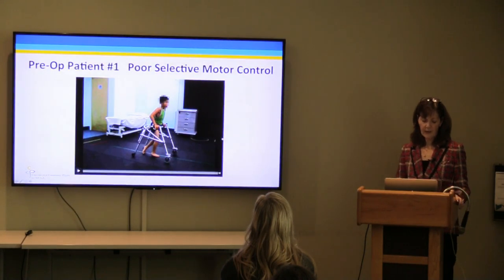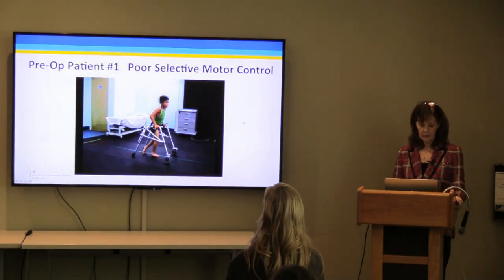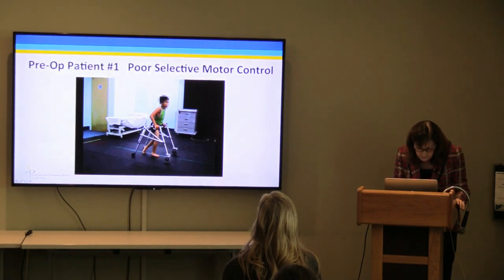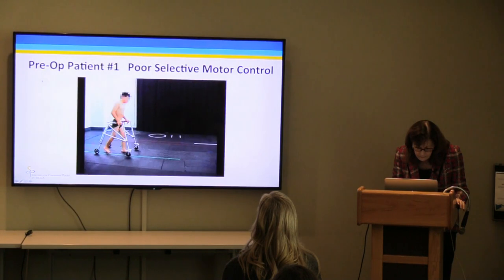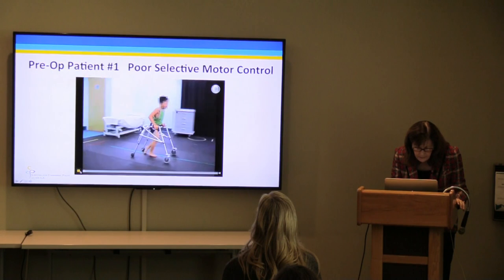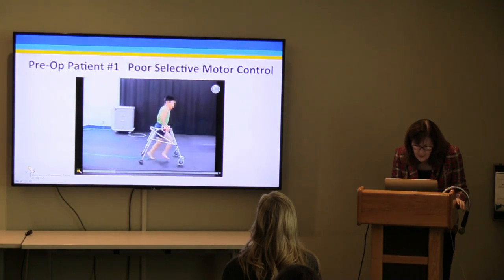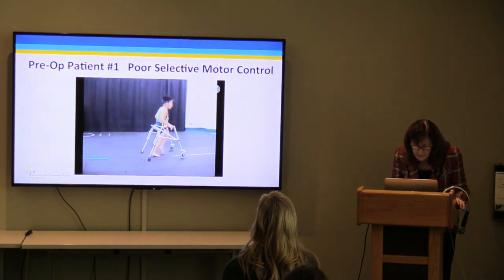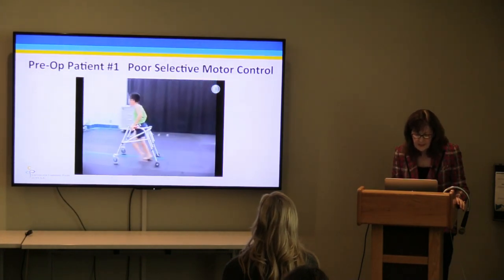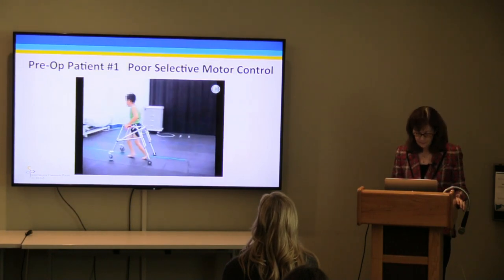So here's our first child pre-op, and he has poor motor control. Trying to get this video, there it is, lost my arrow. There we go. So you can see he has that marching pattern. But his knees are flexed during stance and then he takes short steps. Two things that we see with tight hamstrings.